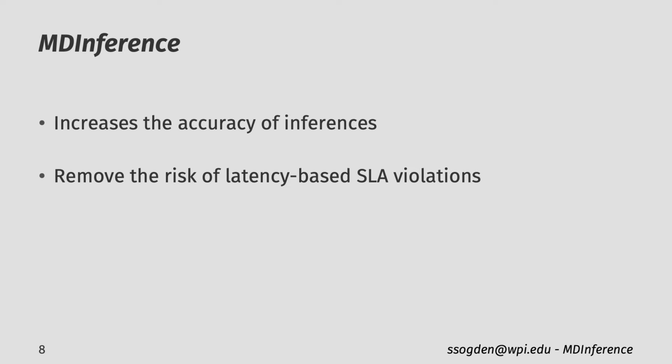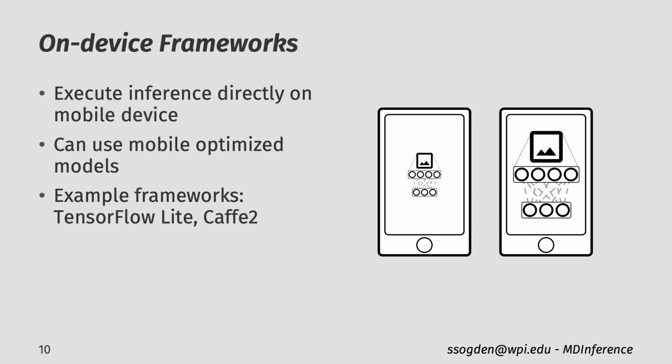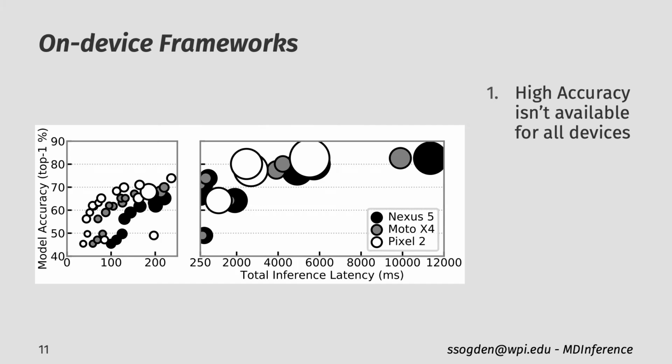We do this by building on the existing approaches for mobile inference and leveraging and combining their advances to ensure that mobile inferences are mobile aware. These frameworks approach mobile inference in one of three ways: on-device inference, shown here on the left, in-cloud inference, in the middle, and hybrid inference. On-device frameworks allow for executing models directly on-device. This leads to high-accuracy models not being available for all devices.